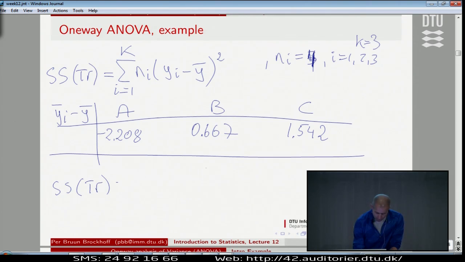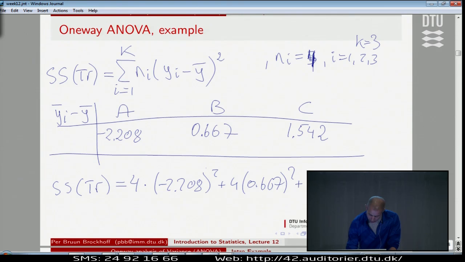SSTR, in our case, measuring how different the groups are in their means, then becomes 4 times minus 2.208 squared plus 4 times 0.667 squared plus 4 times 1.542 squared. And this number is 30.792. So the groups are 30 different.